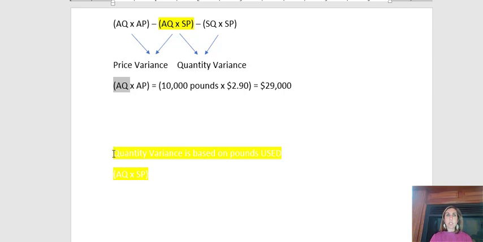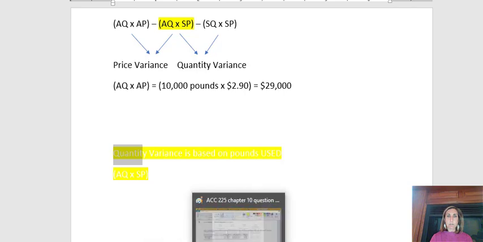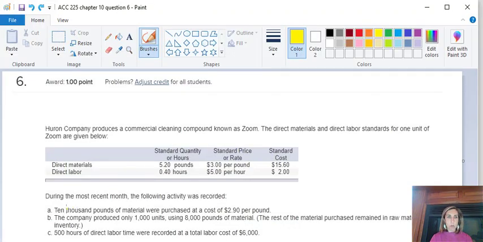The price variance calculation then says you need to compare the actual quantity, which I want to use the quantity purchased whenever I am calculating my price variance. Price starts with P, purchase starts with P. So when you are calculating a price variance, we're going to look at the quantity purchased. It says 10,000 pounds were purchased. So that will again be plugged in for the AQ, 10,000. My standard price is $3 per pound.